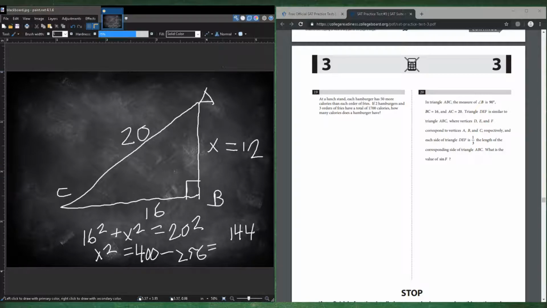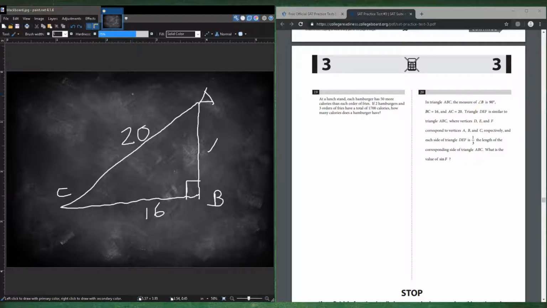So we have to look for angle F. F corresponds with C, which is opposite the hypotenuse of 20. Since they're similar triangles, the sine has to be the same. So sine of angle C is 12 over 20. So that simplifies to 3 over 5. So the answer is 3 over 5. Pretty basic. So this has to do with trick questions, even though I use geometry also.